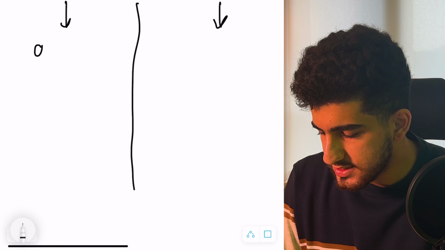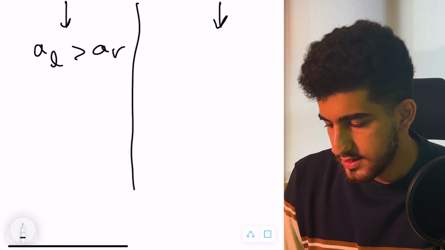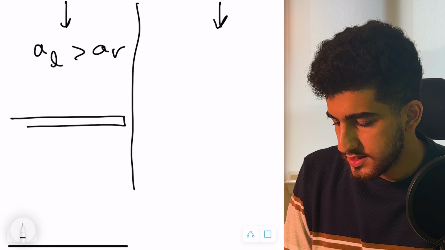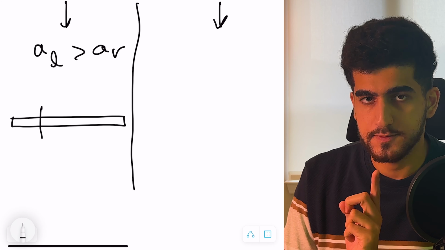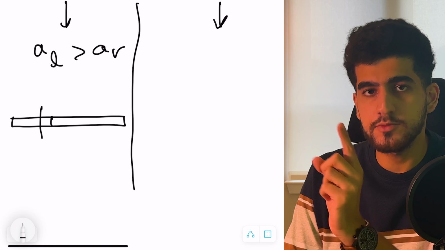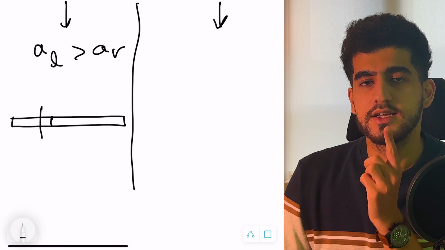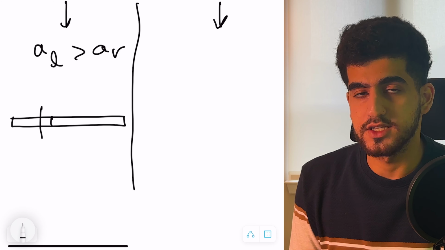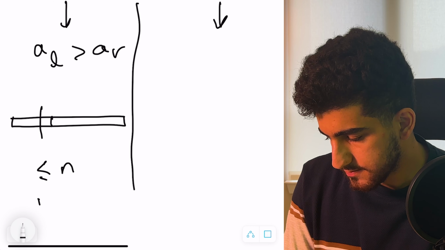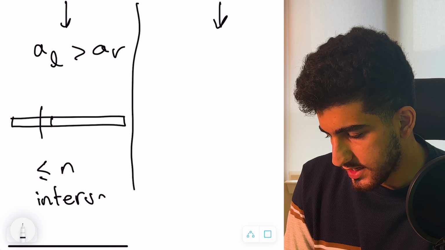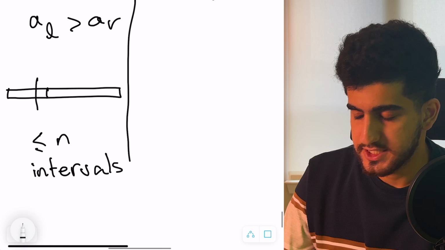Either A of L is greater than A of R, which, as I said, there is at most one such interval starting from each point. From each cell, there is at most one such interval that starts from there. So it's going to be at most n such intervals, or at most n such subarrays.